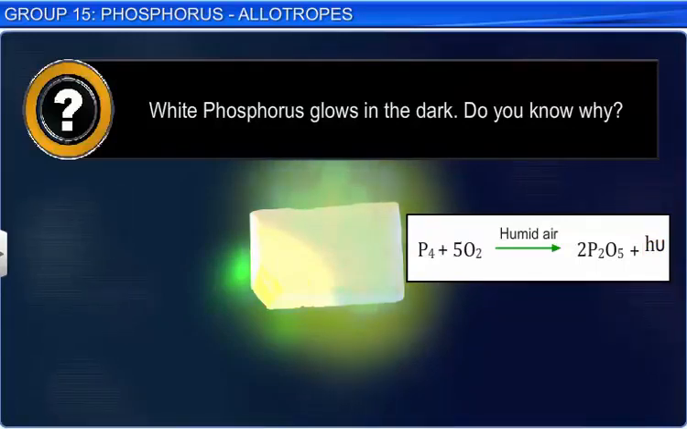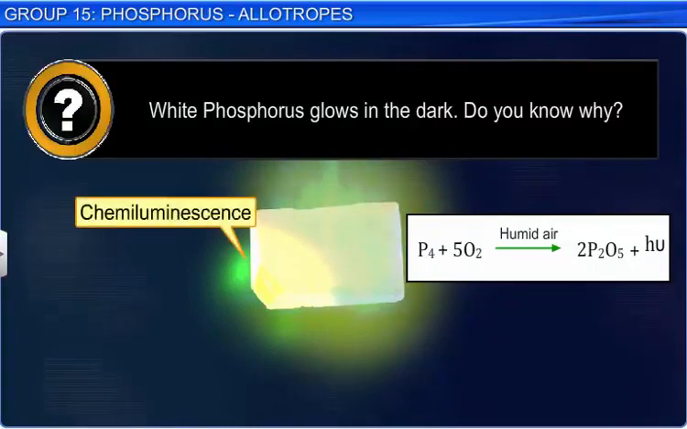Note that the emission of light or electromagnetic radiation during a chemical reaction is called chemiluminescence. Thus, white phosphorus exhibits chemiluminescence.